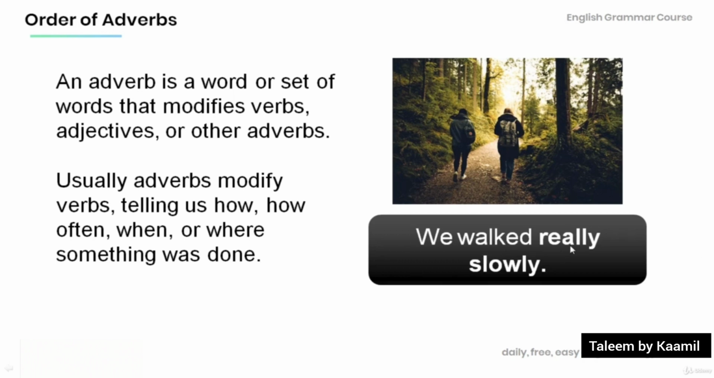We walked really slowly. Now there are two adverbs in the sentence, really and slowly. The adverb slowly modifies the verb walked, telling us how we walked. And the adverb really modifies the other adverb slowly, and it tells us how slowly we walked.